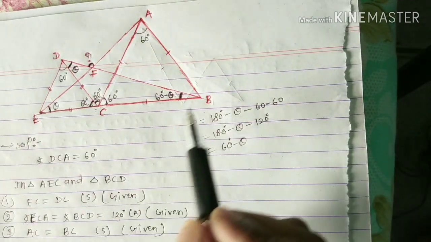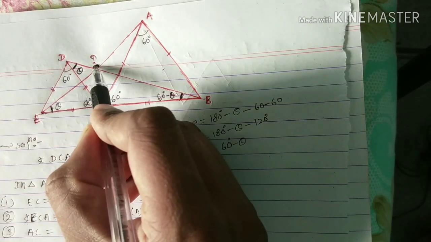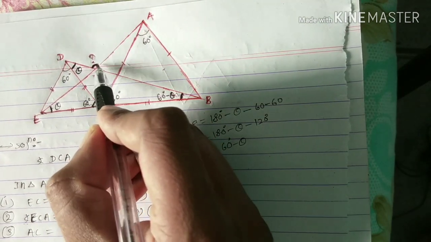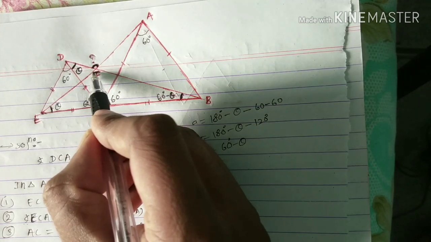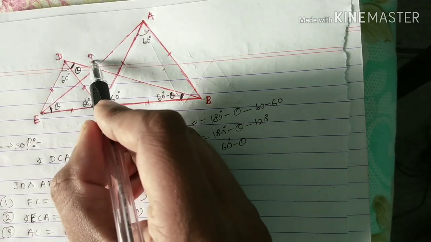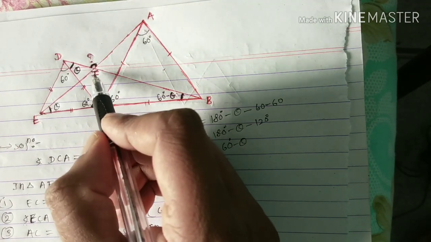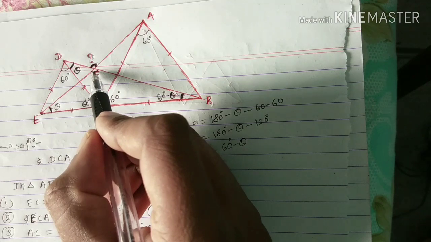Now we will see the triangle BEF, because actually we have to find this angle. To find these angles, we need to find these angles. If we are able to find these angles, then we can easily find those, because these two angles are vertically opposite angles, and as we know, vertically opposite angles are equal. So let's try to find these angles.